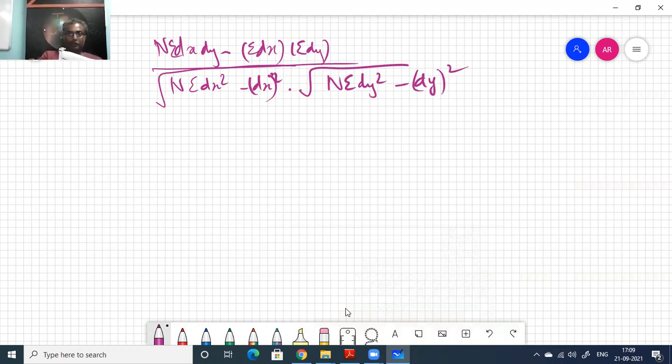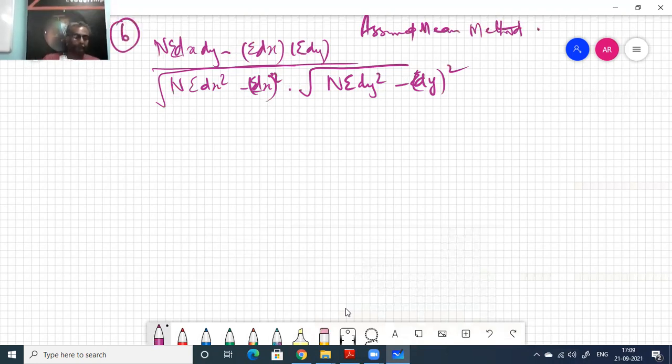Minus sigma dy square. Very good. This formula is the assumed mean method. You use this for the sixth sum. For the fifth sum, don't use that method. Use the direct mean method.